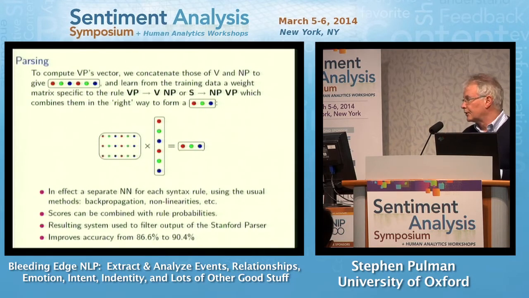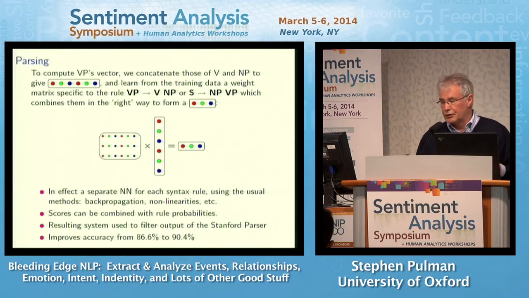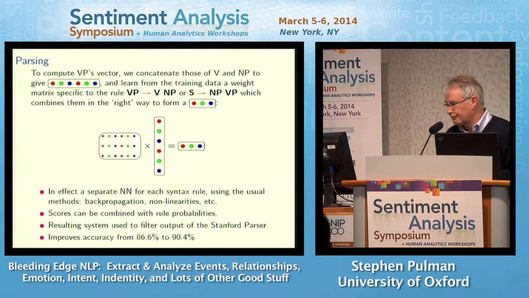And in fact, that combination gives you quite a considerable boost in accuracy on the usual kind of test sets for sections of the Penn Treebank. It goes up from just below 87% to just over 90%, which is quite a substantial reduction in error.